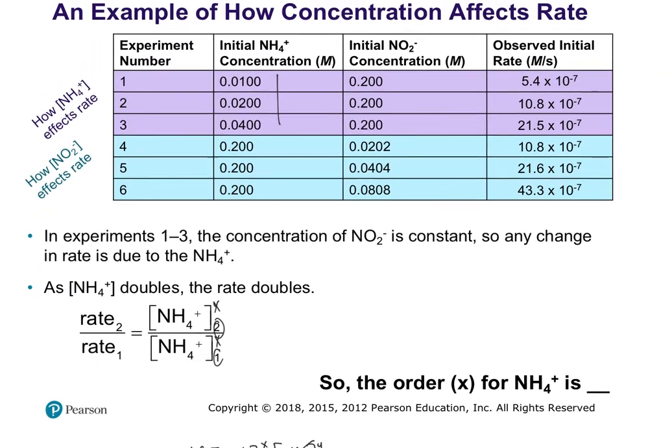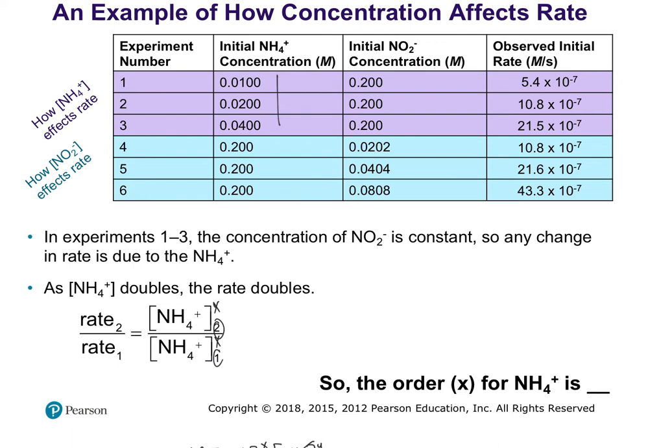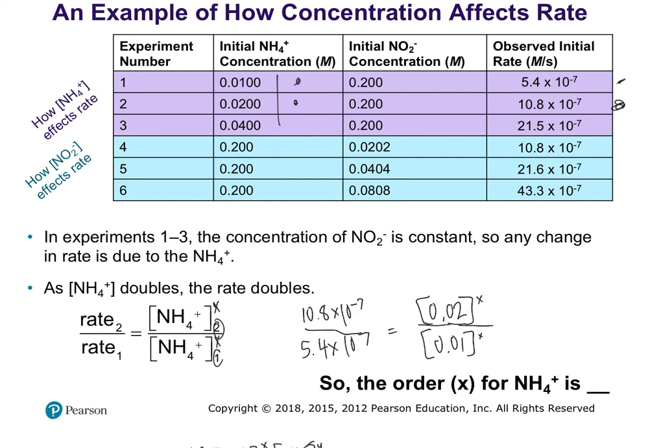So going back up, we end up getting rate 2 over 1. We can do any of those three and we should get the same value for X that we're trying to solve for. So rate 2 equals 10.8 times 10 to the negative 7 molar per second. Rate 1 is 5.4 times 10 to the negative 7. And that equals the ammonium concentrations, 0.02 to the X over 0.01 to the X, so this whole thing is raised to the X power.